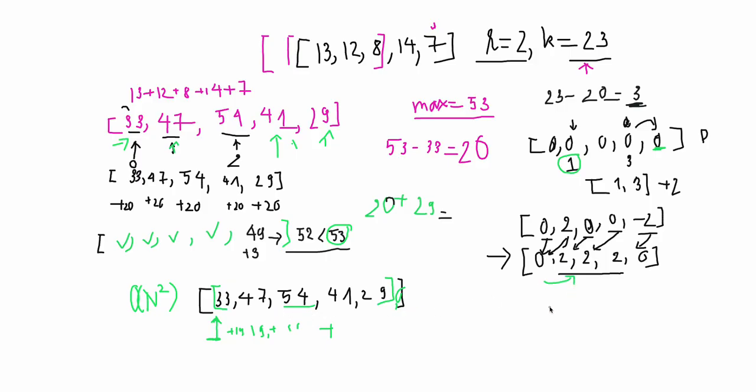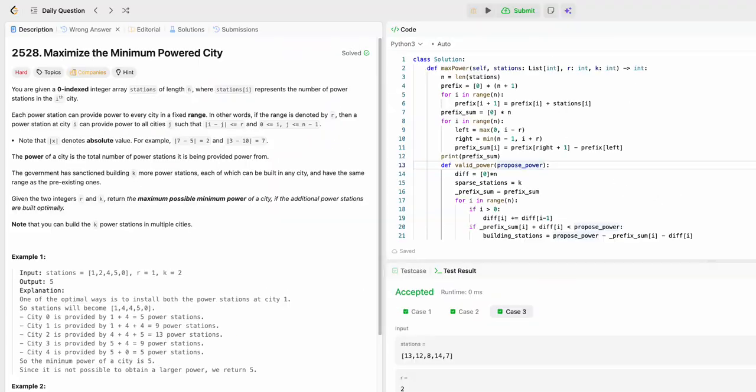Okay, so that is the logic. With any kind of proposal, we can validate whether it is true or false, and based on this we build the binary search. If it is true, then we try to increase the lower bound, otherwise we decrease the lower bound. Okay, so let's program it together.